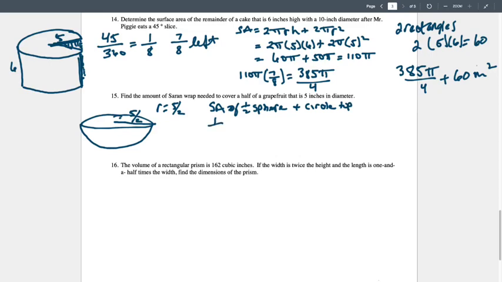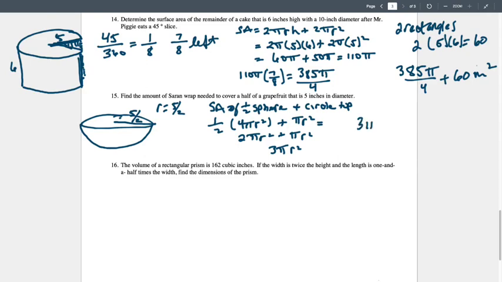So my formula for a sphere surface area is 4 pi r squared, which I'm going to multiply by half, plus the circle top, which is pi r squared. So half of 4 pi r squared is 2 pi r squared, but you still need to add a pi r squared, and you get 3 pi r squared. So now we just need to calculate that.